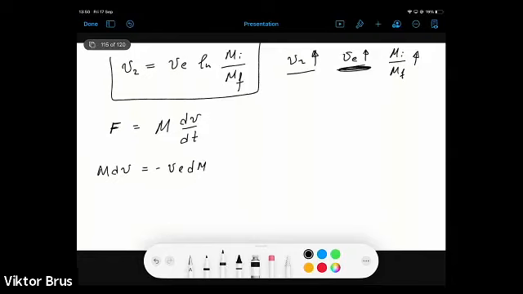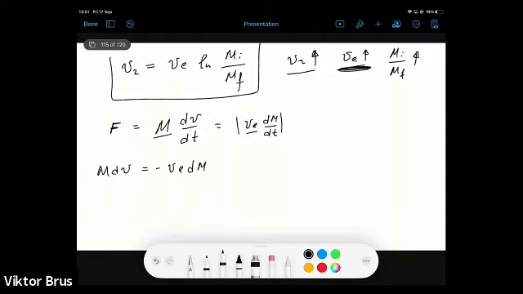So from here we can show that this force can be represented also in a different form, the absolute value of ve times dm over dt. So technically it's the same. Here we have constant mass of the rocket and changing velocity. Here we have constant velocity of exhaust gases and changing mass of the rocket. In dimensions, it's all the same. It gives us change of the linear momentum over time, which is the force.